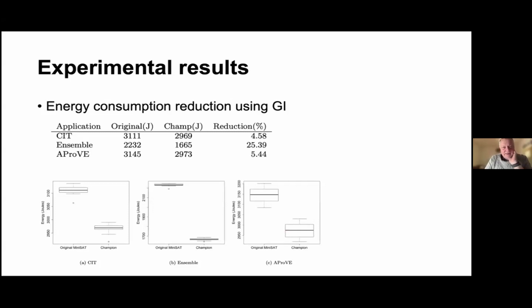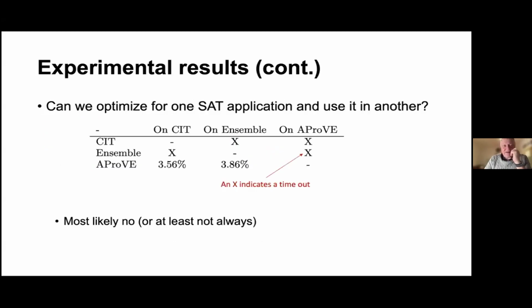The results are quite interesting, I would say, for the different applications. The reduction is different. So there was the ensemble constraint problem where the reduction was the highest. So we see here always a lower energy footprint. And this is also very well visible using the box plot diagrams. But the average reduction is not always that good.